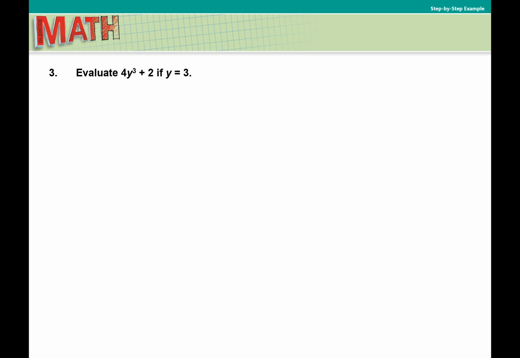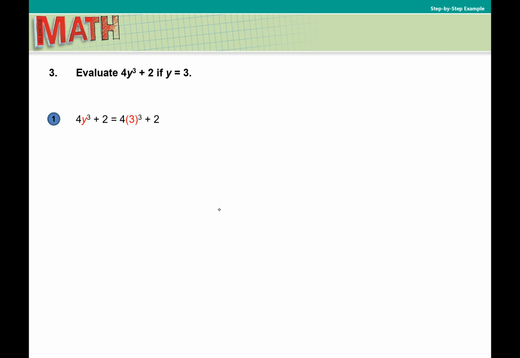Okay, evaluate 4y to the third power plus 2 if y is 3. Now, this is what we call an exponent. Hopefully you have some experience with exponents. What that means is 4 times y times y times y. Okay, so 3 tells you how many times you're going to multiply y together. So in this case, it's y times y times y. Y times itself 3 times. Okay, and we're told that y is 3.